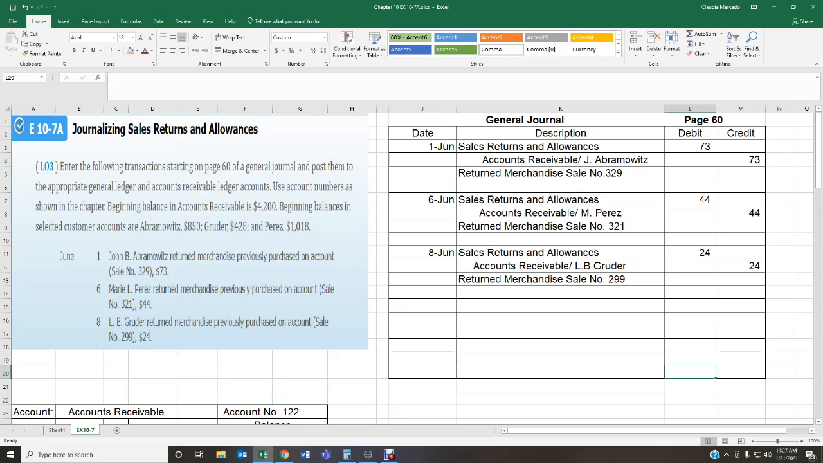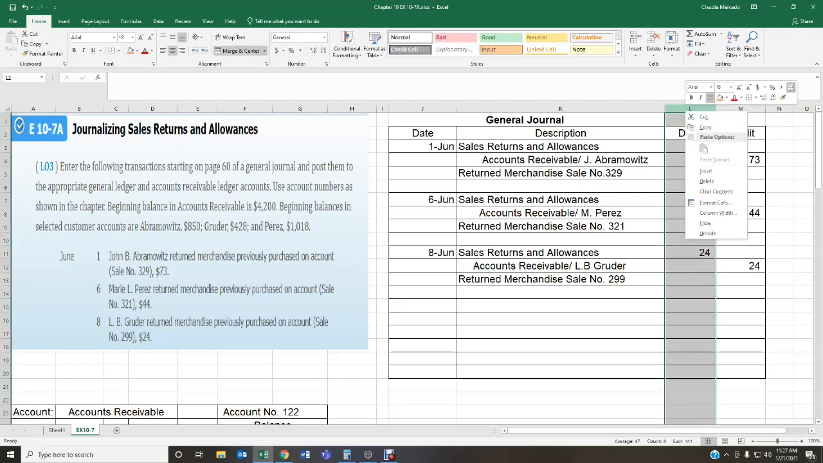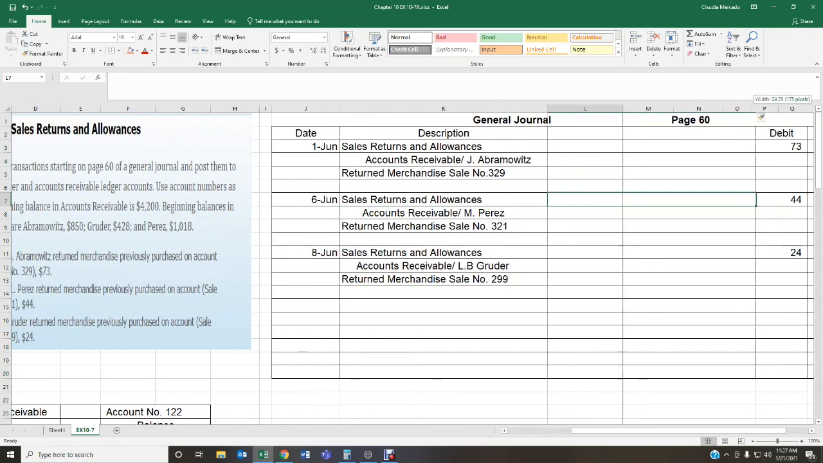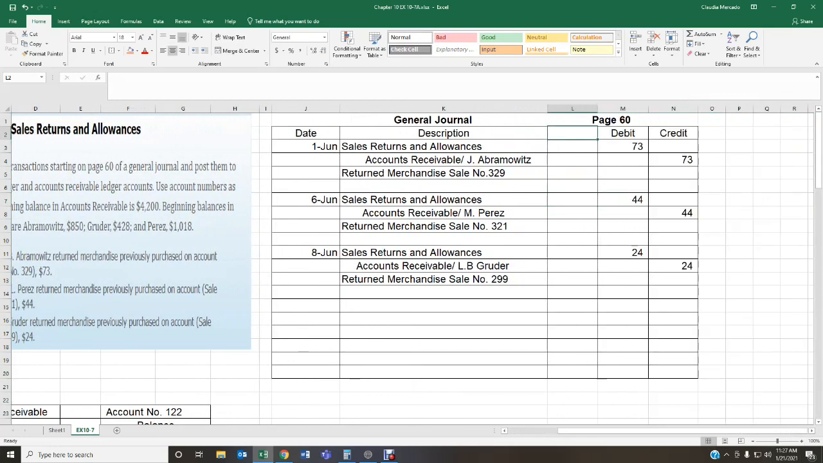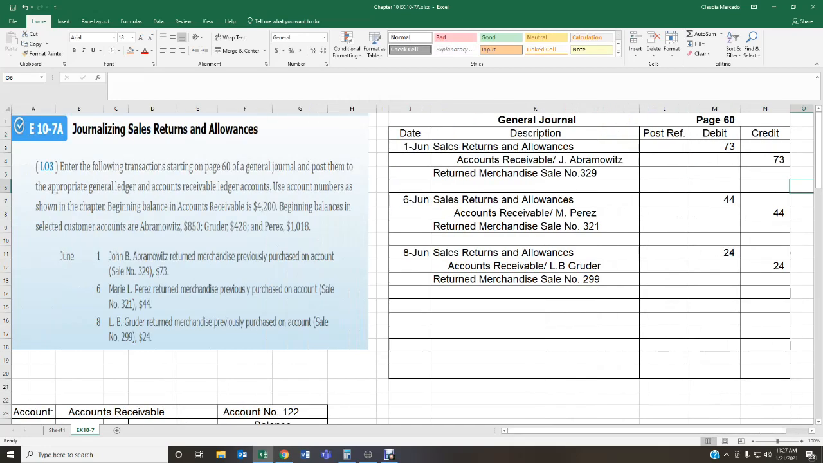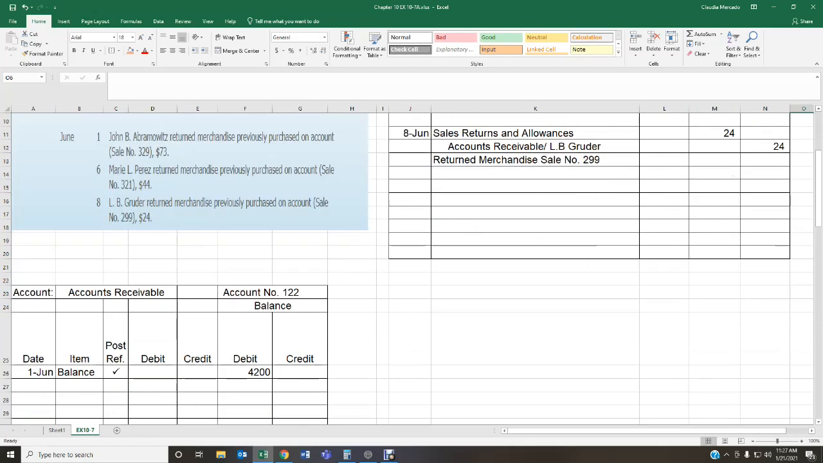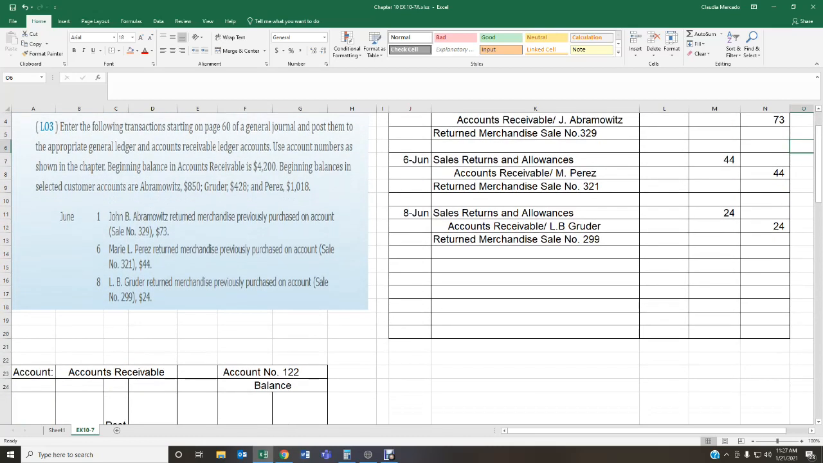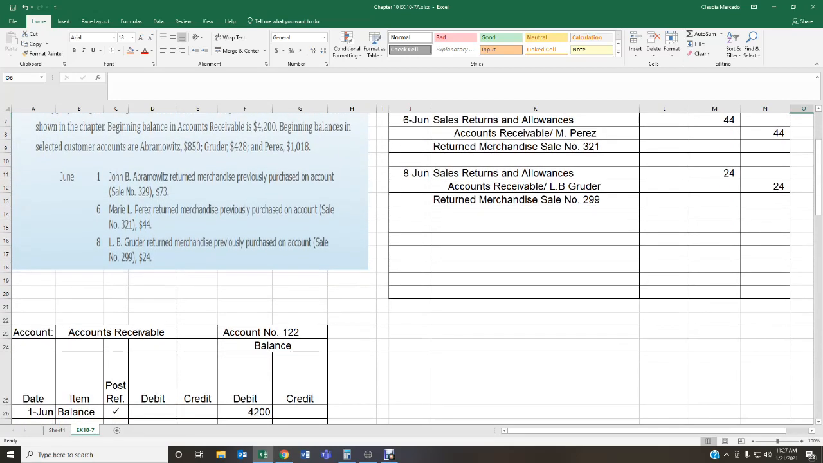The second requirement is to transfer the information. And let me just insert a column here. I forgot to put my post reference column right there. Okay. So now the second part is to transfer the information over from my journal to my ledgers. Okay, I have 2 ledgers because I have 2 accounts: sales returns and allowances and accounts receivable. So let's focus on my accounts receivable first.